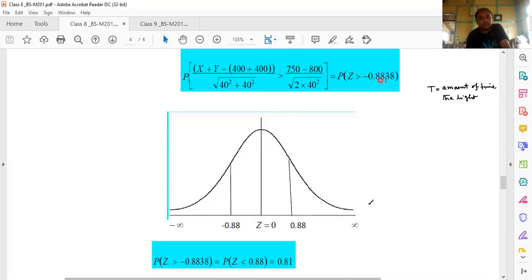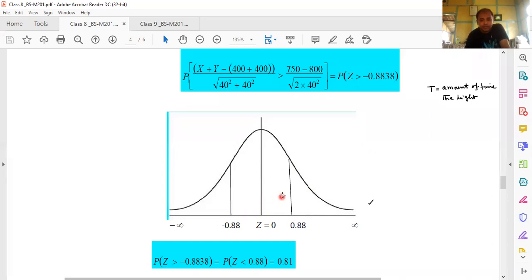Now, what am I supposed to find? I am supposed to find the probability that z is greater than minus 0.8838. So I have marked the point minus 0.88 on the left hand side and, at equal distance, the point 0.88 on the right hand side. Although the marking in my diagram is not very good, it has to be appropriate.